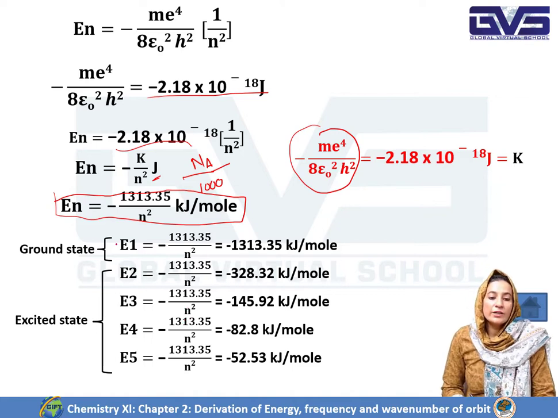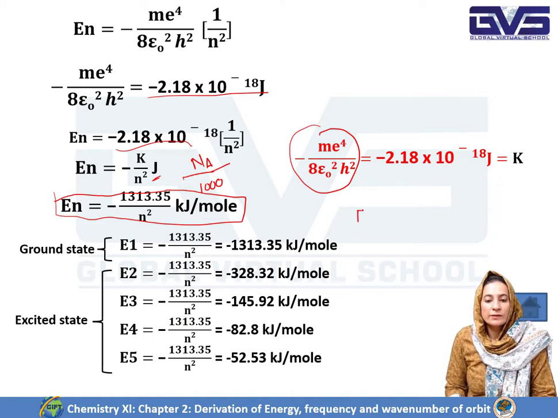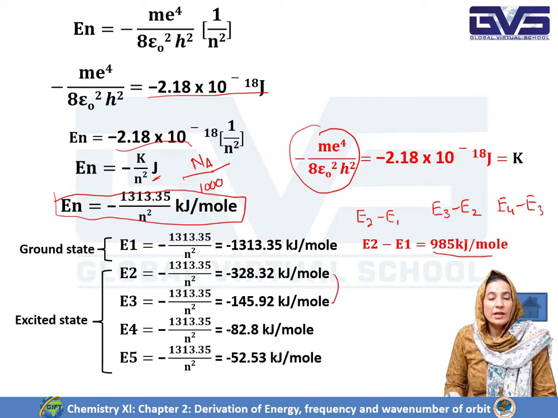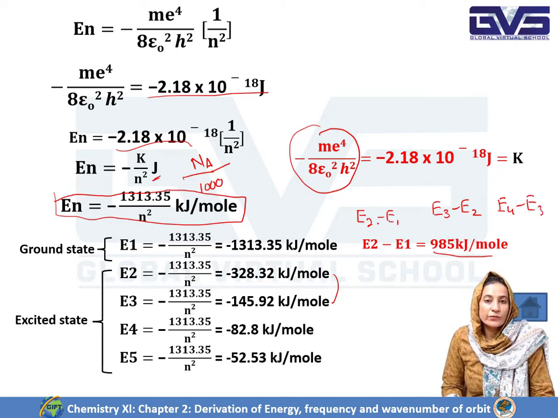And you can find the difference, like E2 minus E1, which we got as 985 kilojoule per mole. You can even calculate the difference E3 minus E2, and E4 minus E3, and even predict whether these energy differences are increasing or decreasing. This is the question for you: find the differences and find out their order, whether the energy gaps are increasing or decreasing.